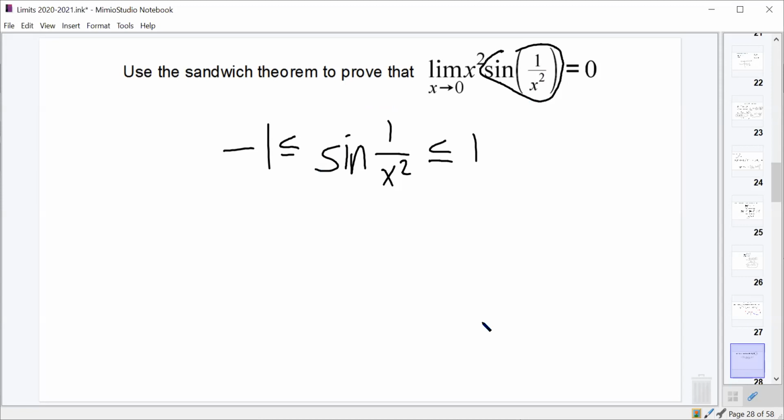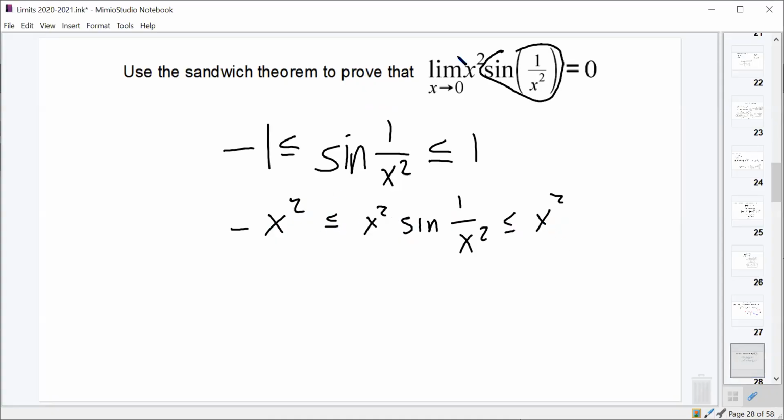How can I get an x squared in there? You multiply everything by x squared. What's that going to give me? Negative x squared is less than or equal to x squared sine of 1 over x squared, which is less than or equal to x squared, which, I mean, should be true, right? If I multiply all 3 pieces of this inequality by the same exact thing, I should still have another true inequality.